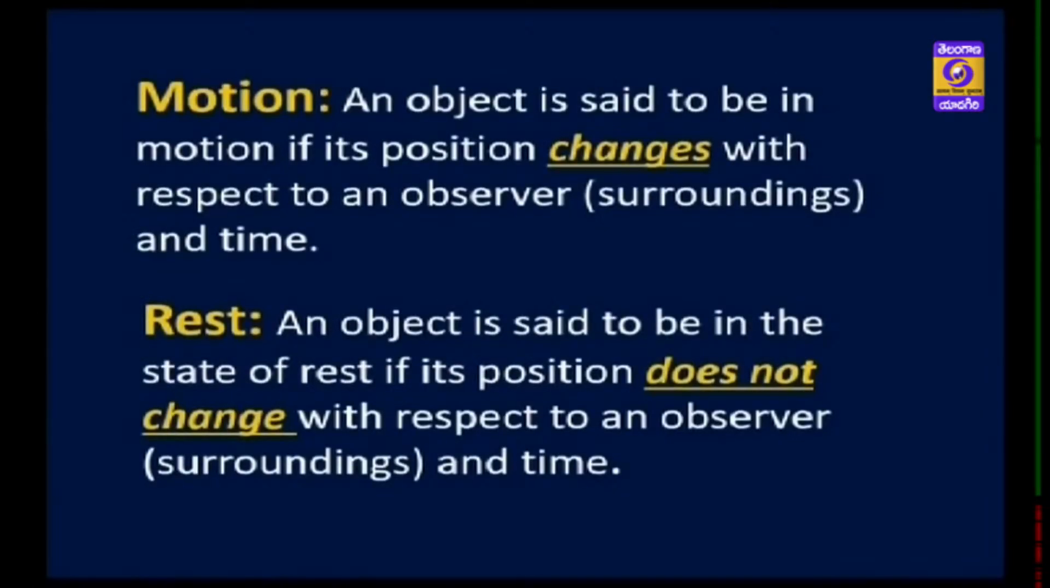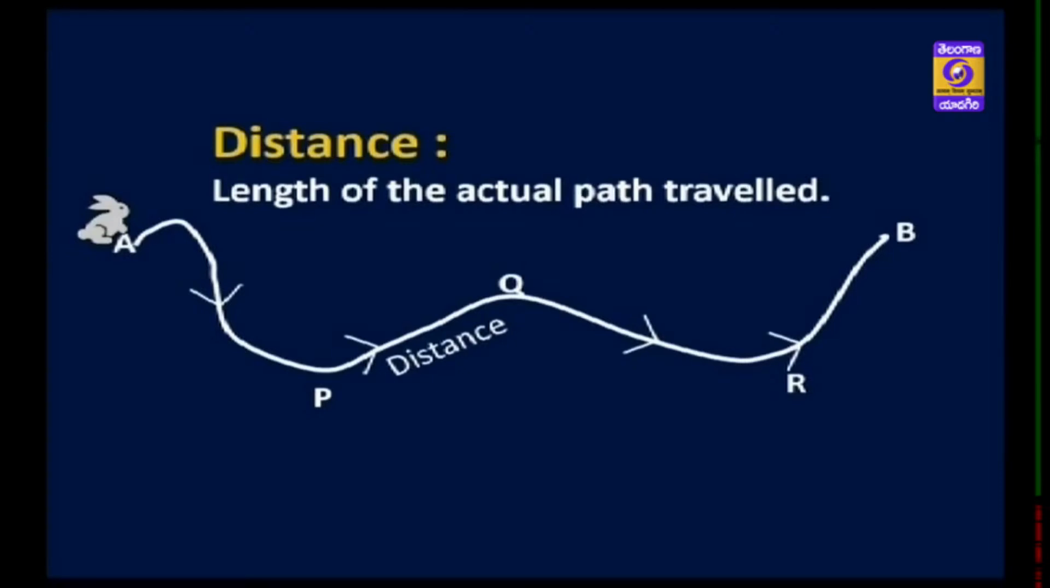Children, let us look at the definition of motion and rest once again. Motion: an object is said to be in motion if its position changes with respect to surroundings and time. And rest: an object is said to be in rest if its position does not change with respect to an observer and time. Children, now we are able to say whether a given object is in motion or at rest. Now consider when objects are moving, what happens? Imagine a rabbit moving from point A to point B along the path A, P, Q, R, B.